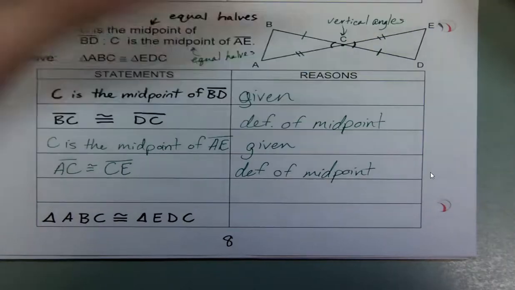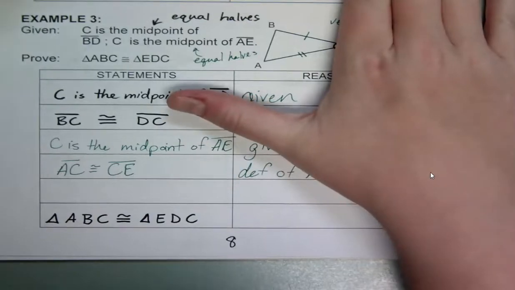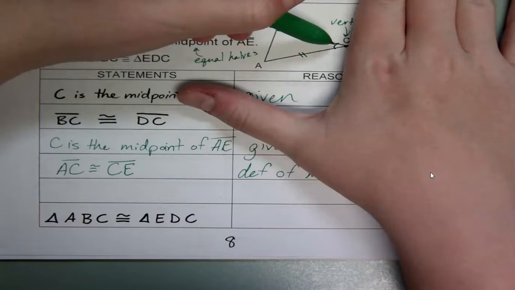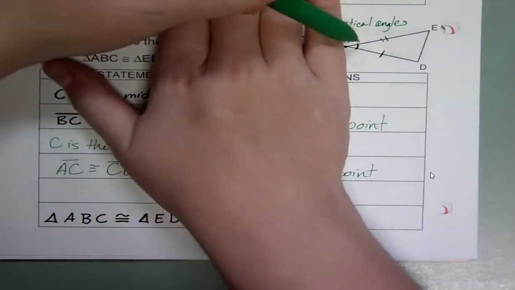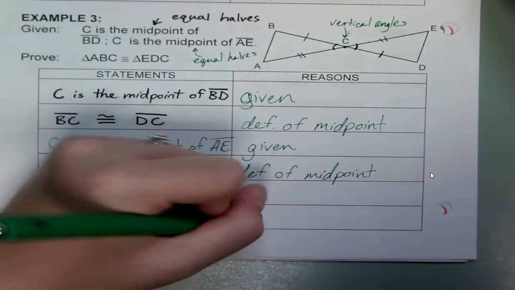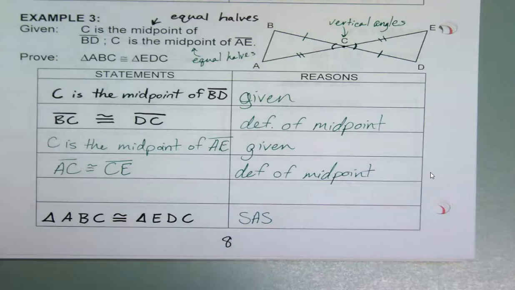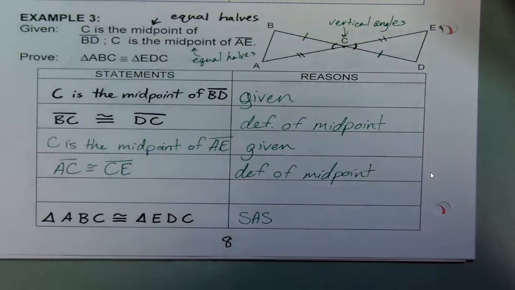Okay? So if we look at one of our triangles, we will see that we've got a side, an angle in between the side, and then another side. Over here we've got side, angle, side. So that is how we know that those are congruent, those two triangles.